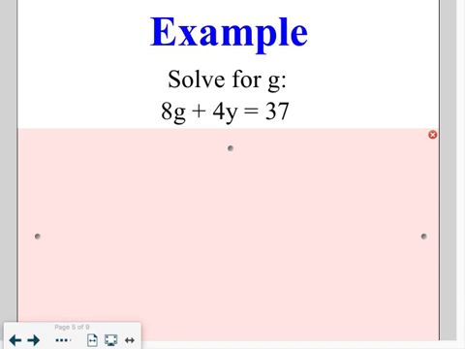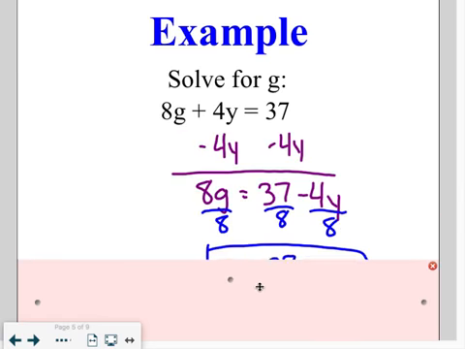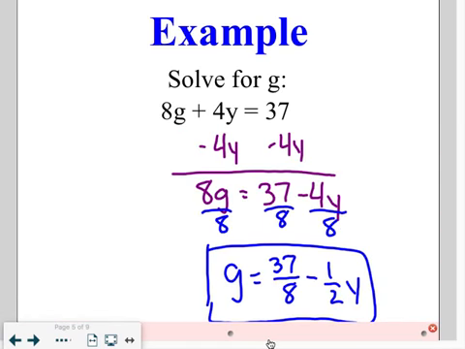So go ahead and try to solve this particular equation for g. You should have gotten a final answer of g is equal to 37/8 minus 1/2 y, or if you wanted to put that in decimal format, it would be g is equal to 4.625 minus 0.5y. Both of those would be acceptable answers if you want the decimal version or the fraction version.